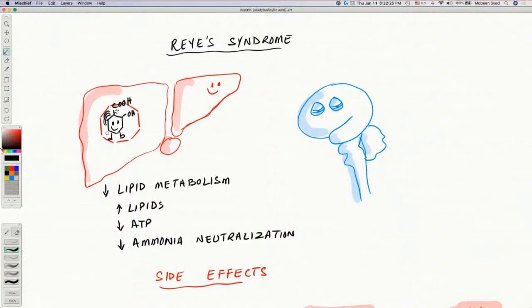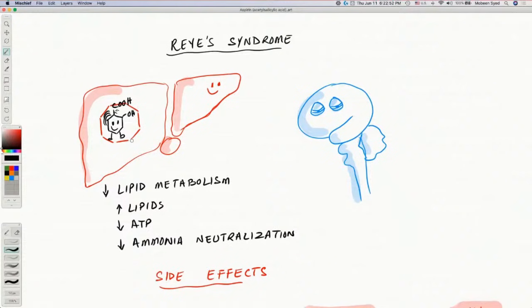In all those cases, the salicylic acid that is now accumulating in the hepatic cells disrupts the lipid metabolization in the hepatic cells. So lipids are not metabolized anymore. The result of that is that the liver cannot make enough ATP. So that is one issue, that now the person has low energy levels.